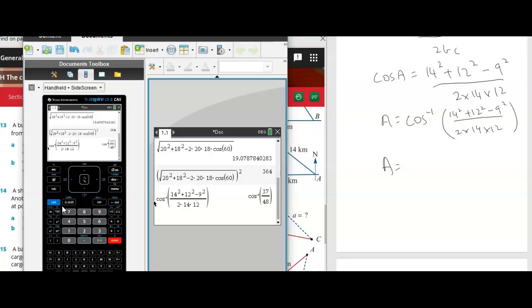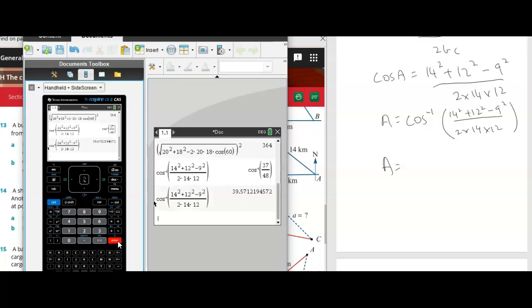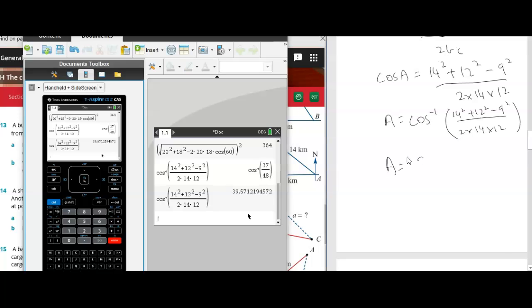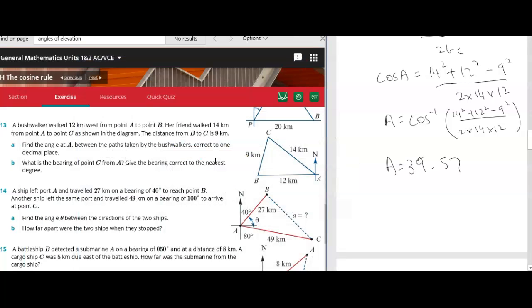Okay, again, my calculator gives the answer in exact form. We want it not in exact form, approximate form. So A is equal to 39.57. And how many decimal places? What does it want? One decimal place. 39.6, and you can write degrees if you like.